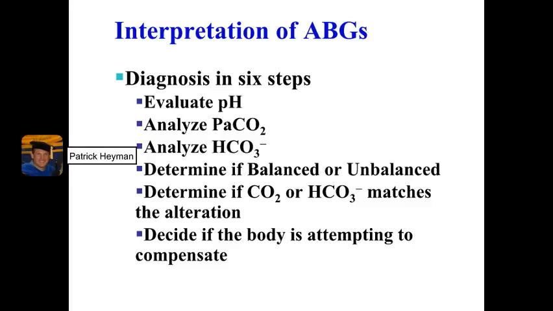Okay, so now we have interpretation of ABGs in 6 steps. I've actually compressed it down to 4 steps. So if you're already listening to this after you had class, then I consider evaluate the pH, PaCO2, and bicarb all as 1 step now. So basically, label them.